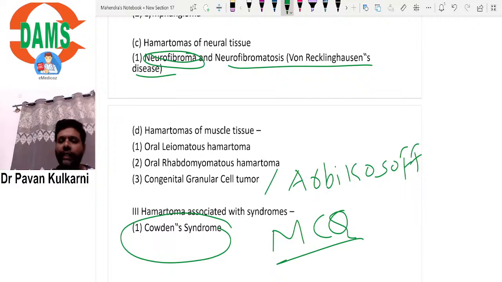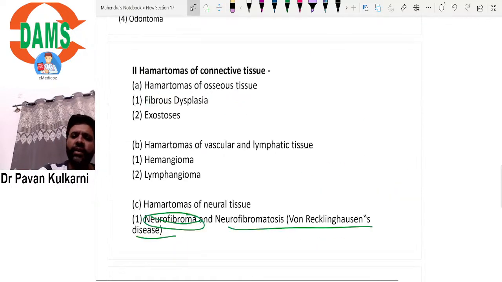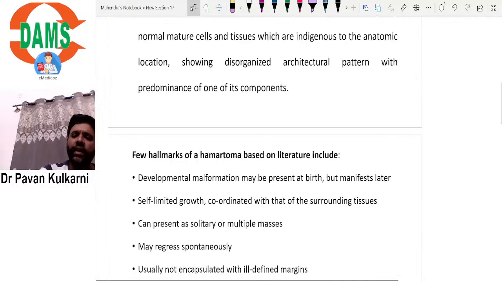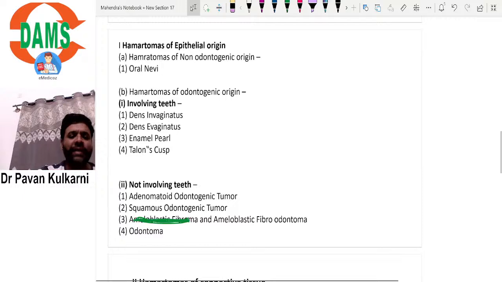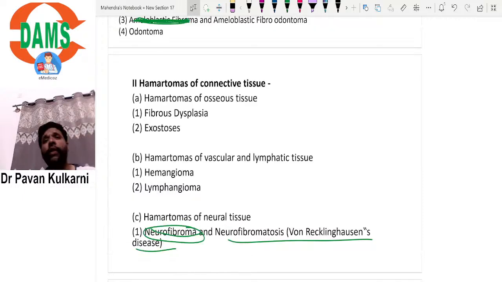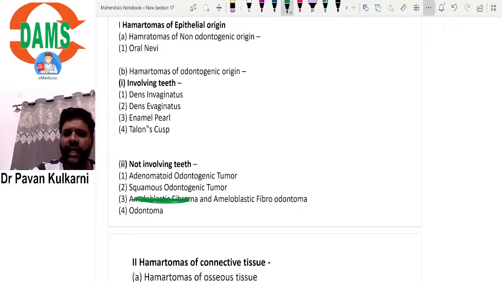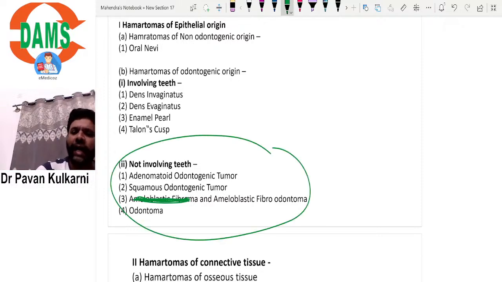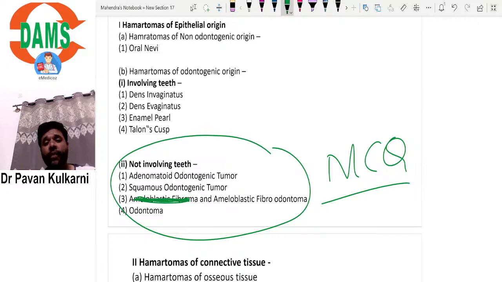So that is an overview. I have given you a classification. I'm not going to tell you the details of this here. In this session, we have seen the definition, meaning of hamartoma, the hallmarks, and basically the classification. Sometimes you get MCQs based on this. One highlight usually asked as an MCQ: which are the odontogenic tumors which can be considered as a hamartoma?